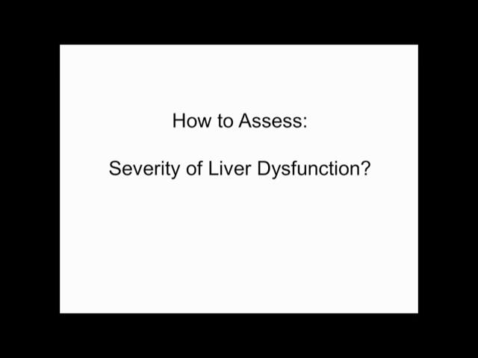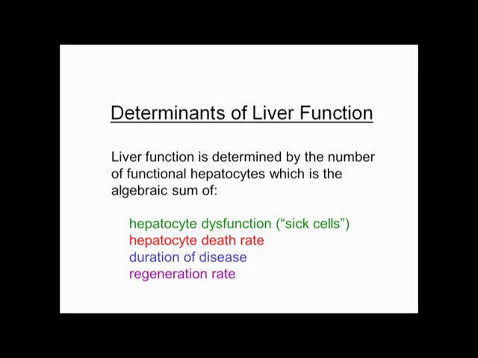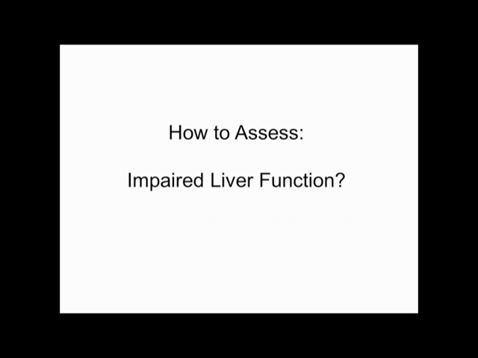How do you tell dysfunction? Well, that is the number of functional hepatocytes that are left, and it depends on how many cells are sick, how fast they're dying, how long this continued killing of hepatocytes has been going on, and how fast the liver is regenerating. And unfortunately, we don't have good ways to quantitate many of these things, but it's a way of thinking about the evolution of a disease.